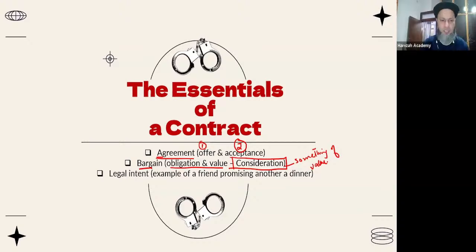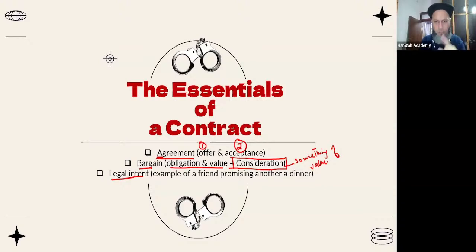Third one is the legal intent or intention to create legal relations. Usually, when I agree with somebody, for example, if I have a friend and I say, okay, fine, if you pass your exam, I'll take you to dinner or I'll take you to lunch. This is an agreement. This is an offer and acceptance, but this is usually in a friendly manner. I did not intend to create a legal relationship. We'll discuss all these elements in great detail over the next 3 sessions.